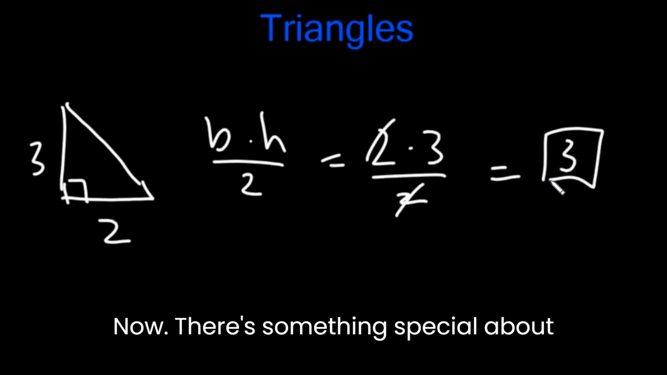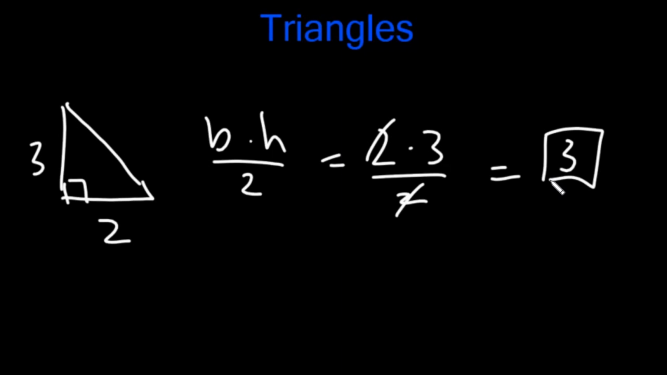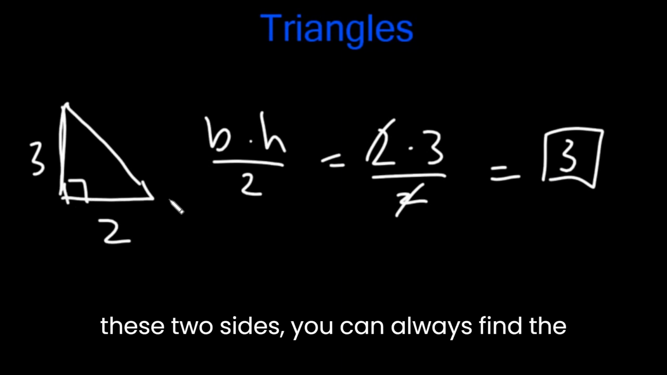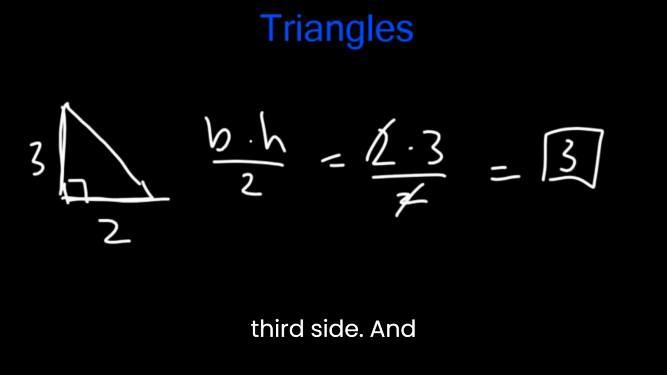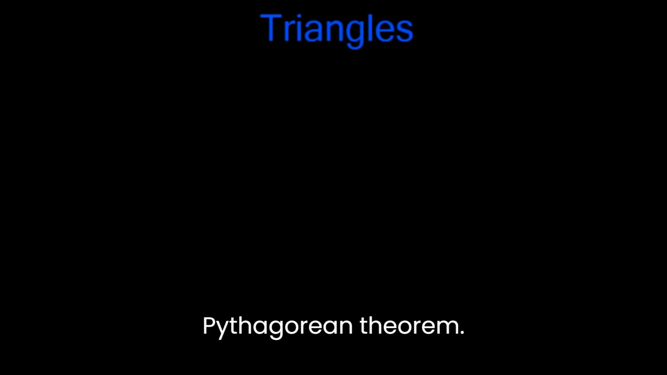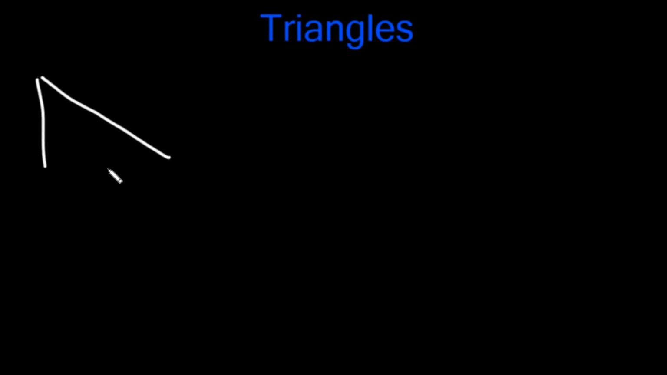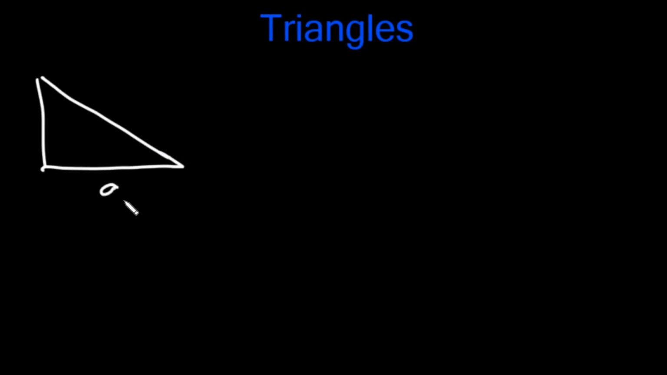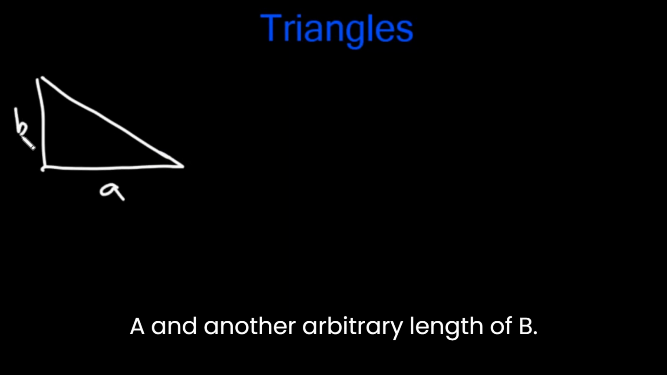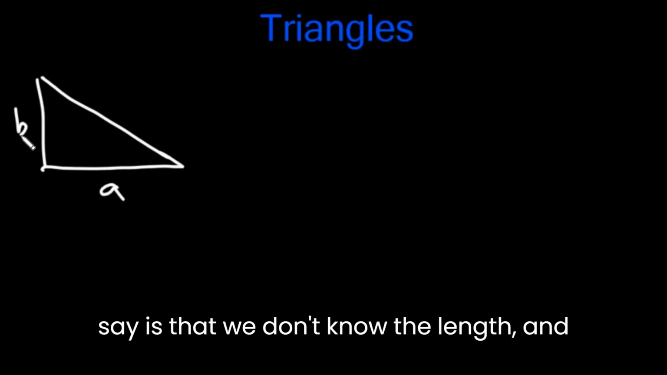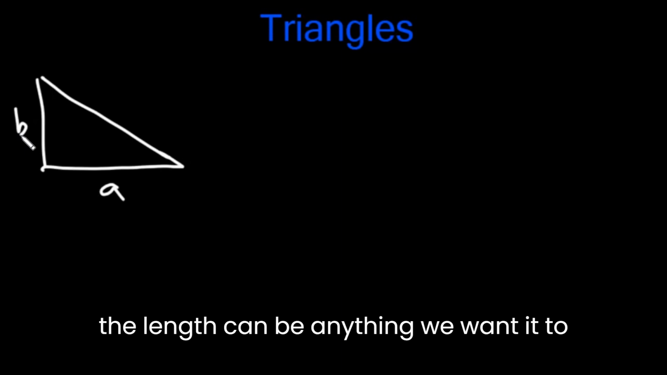Now, there's something special about right triangles. In a right triangle, as long as you have these two sides, you can always find the third side. And the formula for this is the Pythagorean Theorem. So, let's say we had a right triangle with an arbitrary length of a and another arbitrary length of b. With these letters, all I'm trying to say is that we don't know the length, and the length can be anything we want it to be.